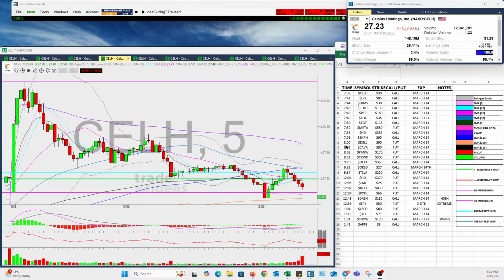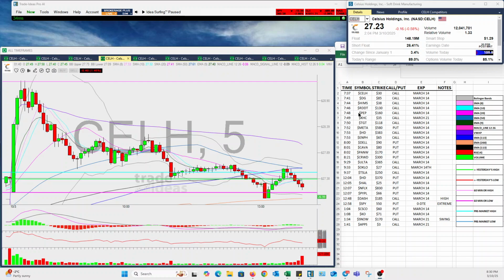Also, I have my legend here of my color coding for my moving averages, as well as the levels that I chart each day, which is yesterday's high, low, 60-minute opening range high and low, and pre-market high and low. And they're all color coordinated as well.